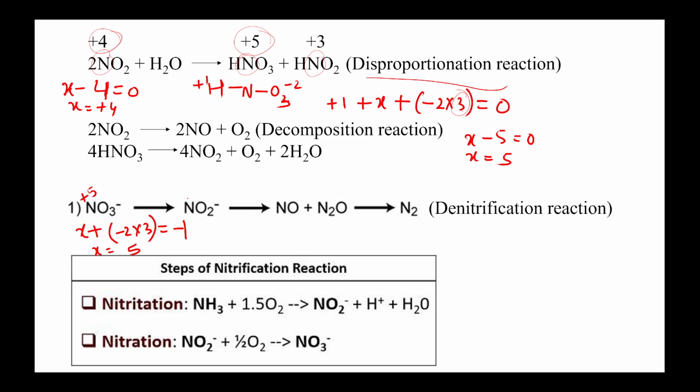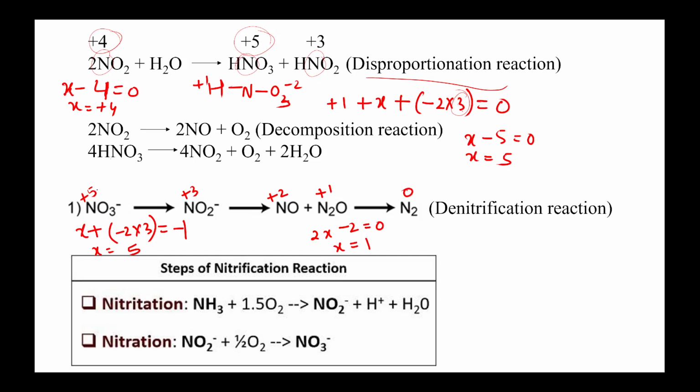The oxidation state of nitrogen in nitrite would be +3. This will be -4. So 4 minus 1 would be 3. The oxidation state of nitrogen in nitric oxide will be +2 because this is -2. So this will be +2. Then here we have 2 nitrogen. So this will be 2x -2 is equal to 0. So x will be equal to 1. So this will be +1. And here the nitrogen will have an oxidation state of 0.